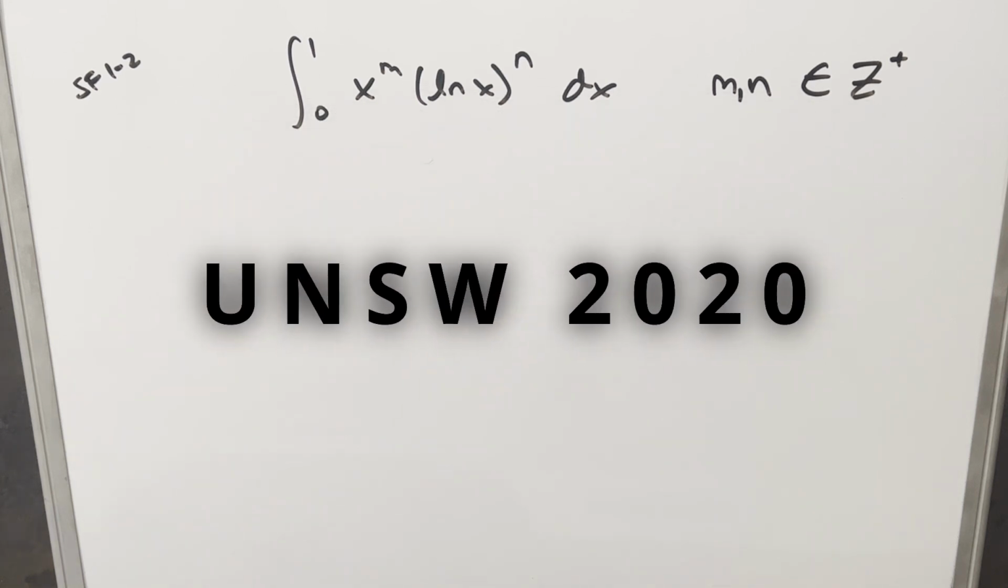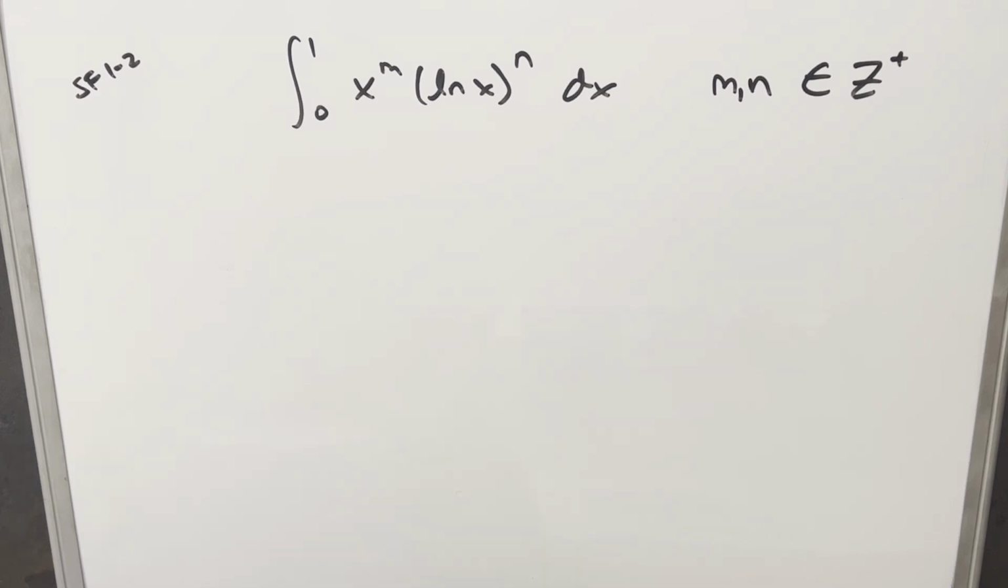Okay, we have here another integral from the UNSW Integration Bee 2020. This is from semifinal 1, problem 2. We have the integral from 0 to 1 of (x^m (ln x))^n dx. Okay, I thought this was really interesting.